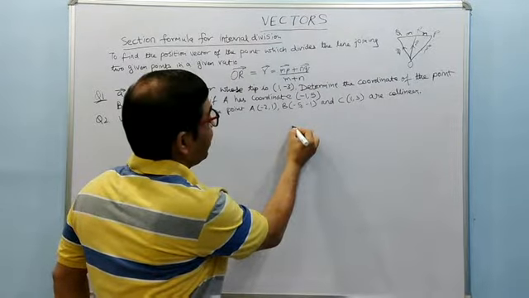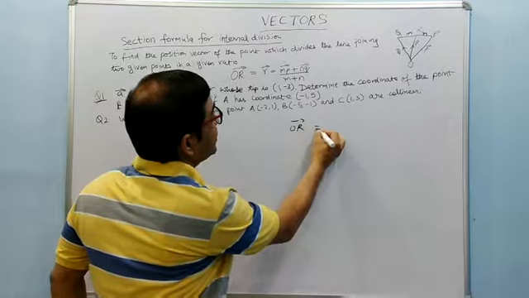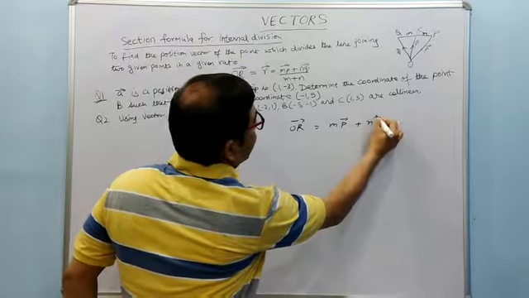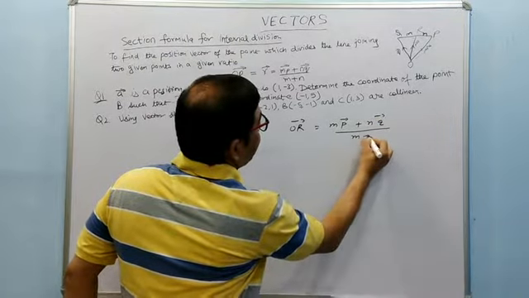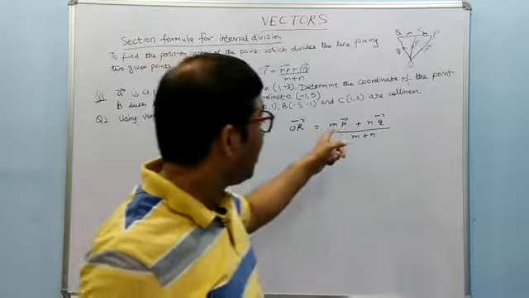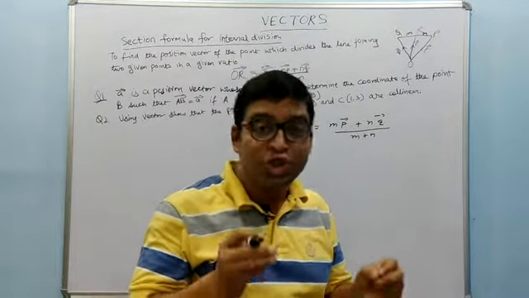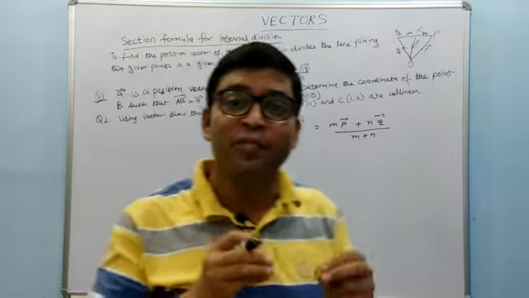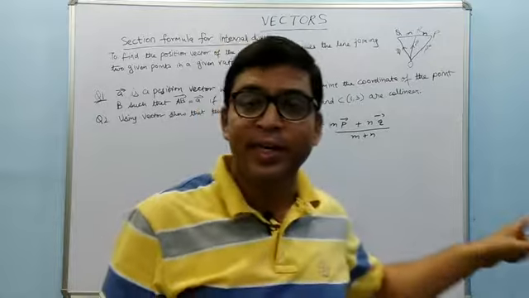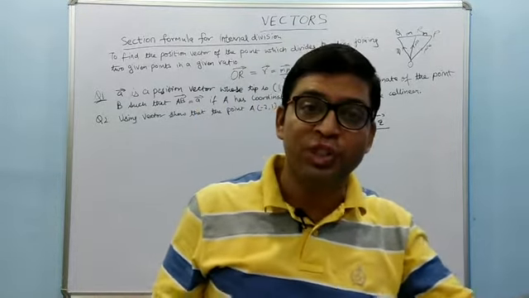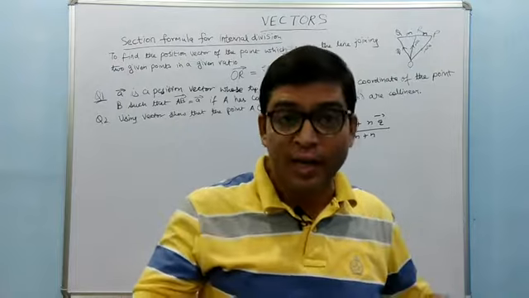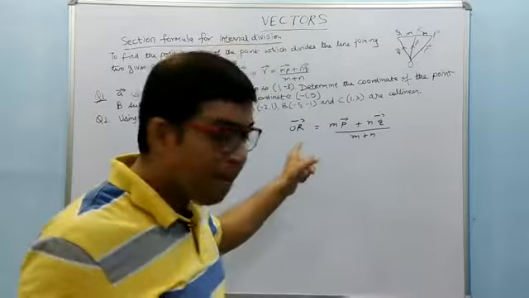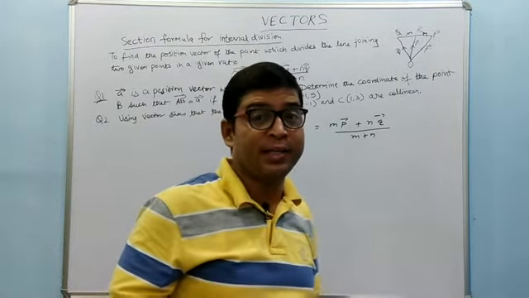You can write position vector of R, vector OR, as (M vector P plus N vector Q) by (M plus N) very easily, where vector P and vector Q are the position vectors of P and Q and vector OR is actually the position vector of R. So we can easily deal with the position vectors. If two position vectors are given, a third point which is in line with the two, dividing it in some ratio, can easily be found out.